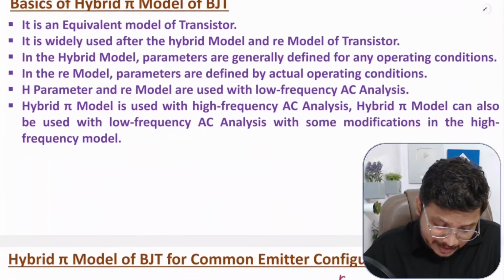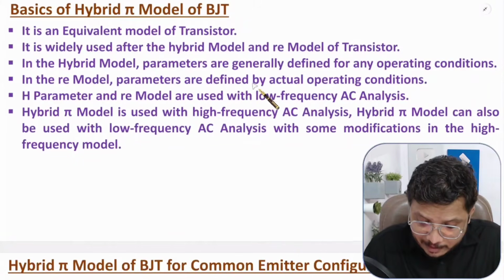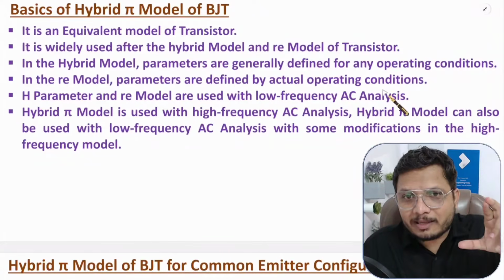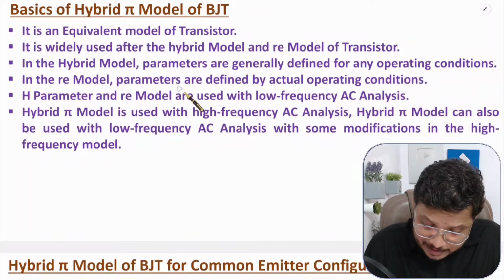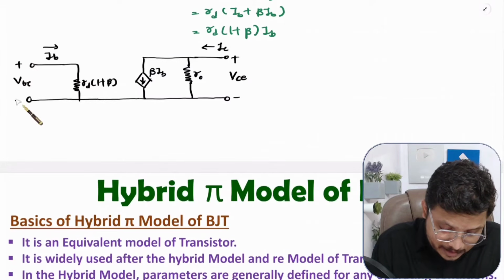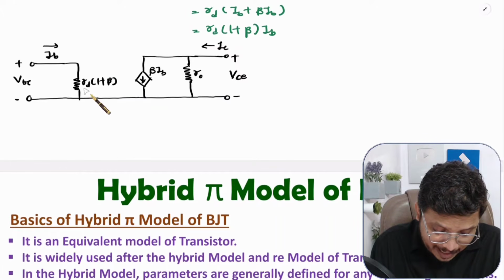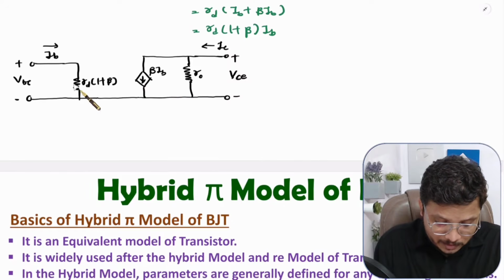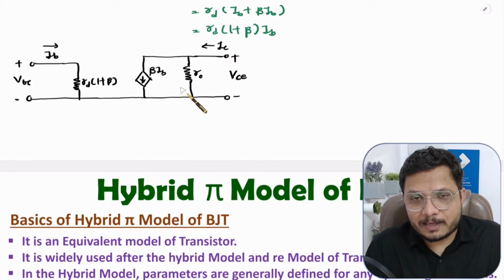And I have already explained the RE model too. In the RE model, parameters are defined by actual operating conditions. I have told you during the RE model that the RE model is better compared to the hybrid model, right? In my last video, I explained the RE model. This is the RE model for common emitter configuration. In this RE model, I have defined parameters like RD, then RO, then this current source beta IB, right? These parameters are based on actual operating conditions.